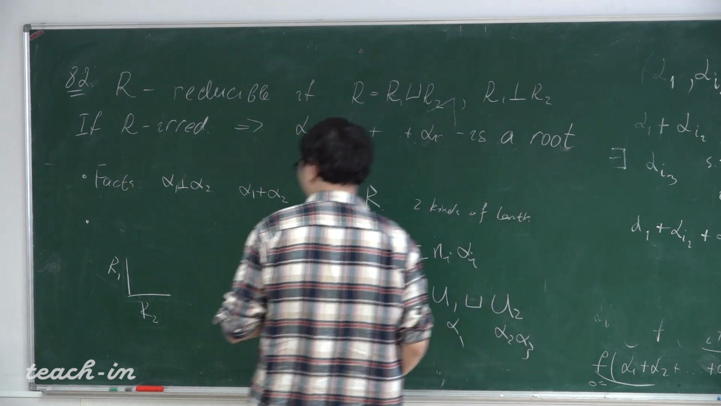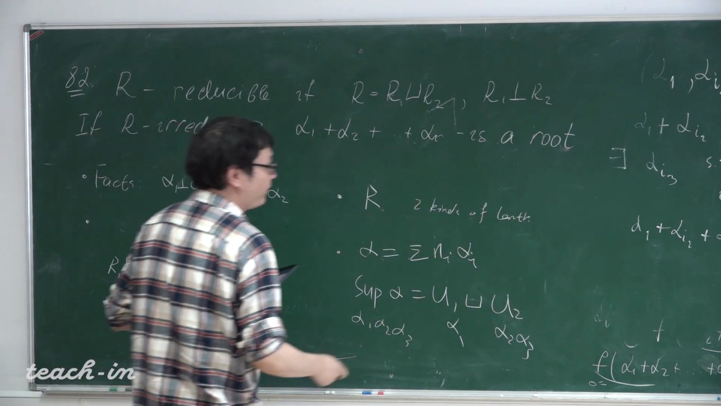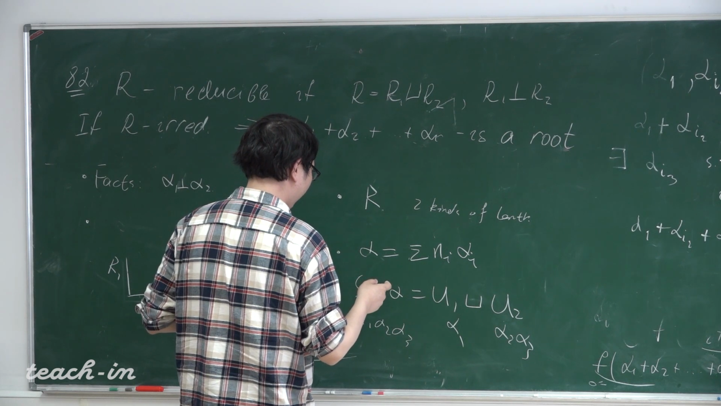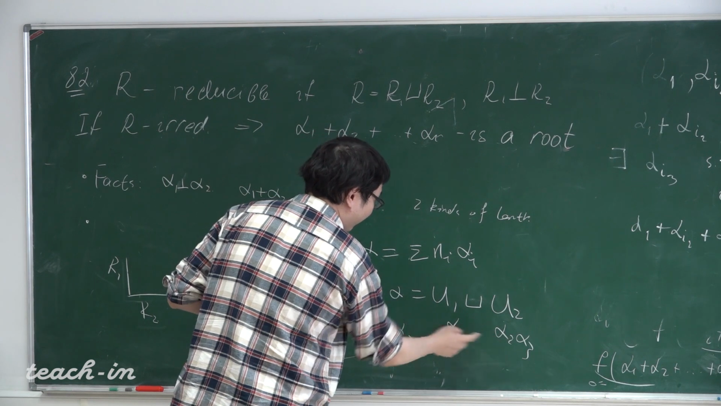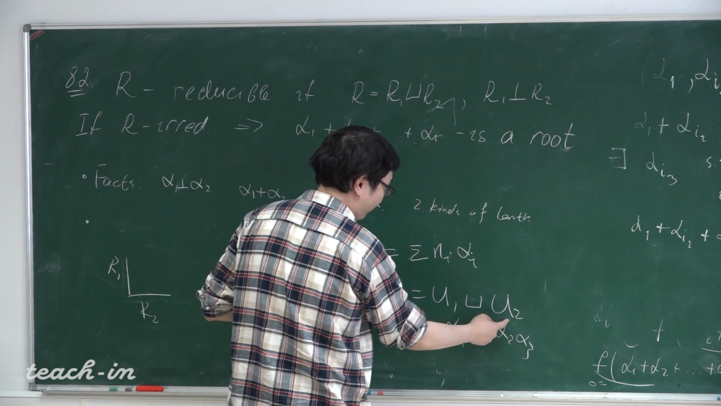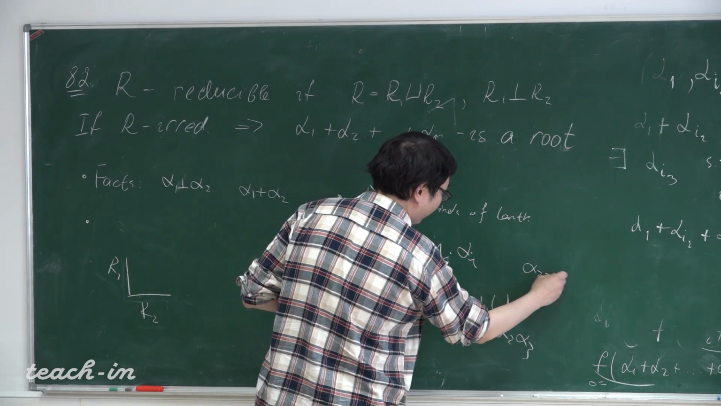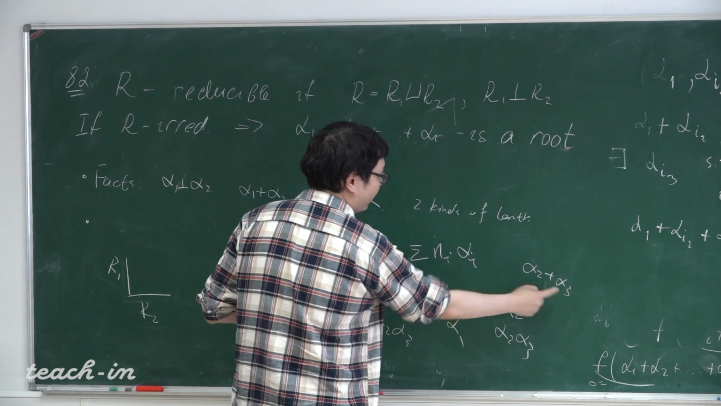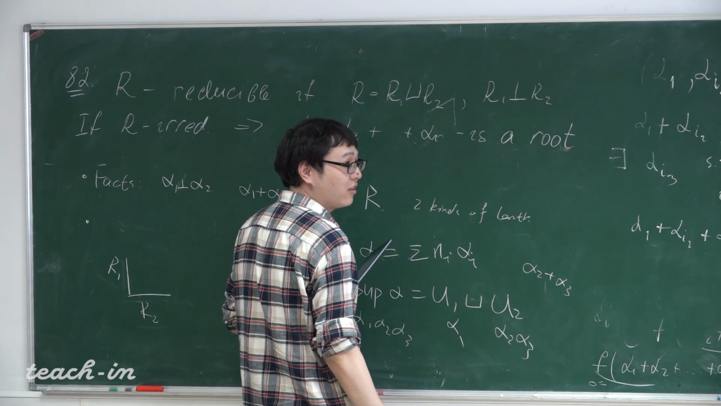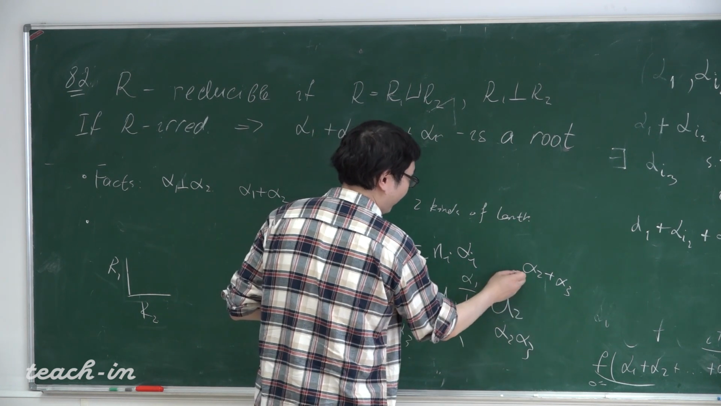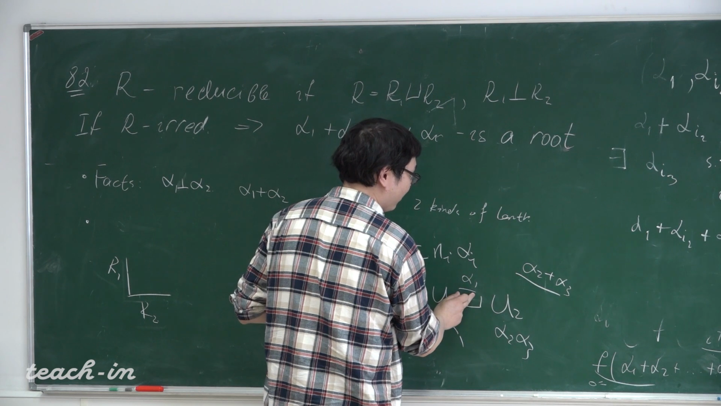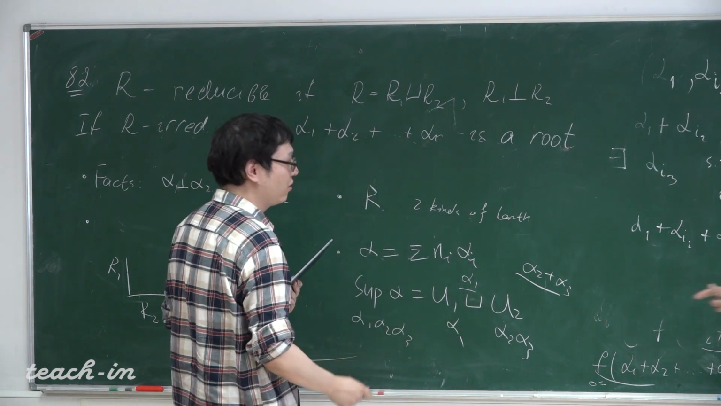Okay. And yes, if this happens and this is irreducible, and we can know alpha, this is a root, right? And this is also a root. And if the lengths of these two are different. Why this is, I don't know.